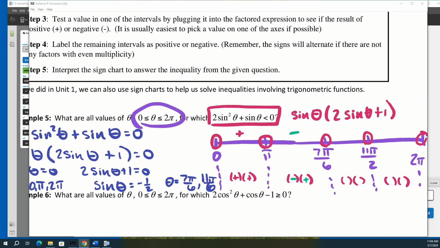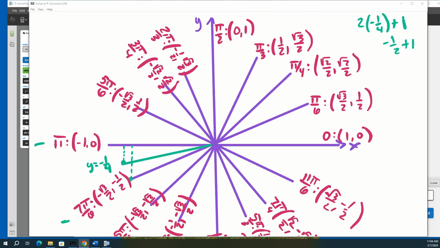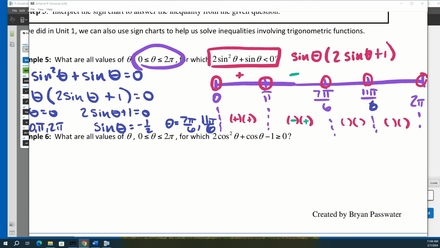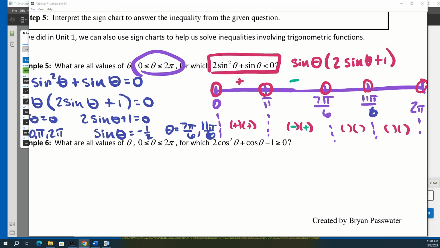Okay, so we're going to pick back up. We're going to pick an angle that is between 7 pi over 6 and 11 pi over 6. So anything in between these two can be our theta. I would highly recommend this one, where for the sine, I'm just going to plug in negative 1. So the sine of 3 pi over 2 is a negative. And then if I do 2 times negative 1 plus 1, that's also going to be a negative.